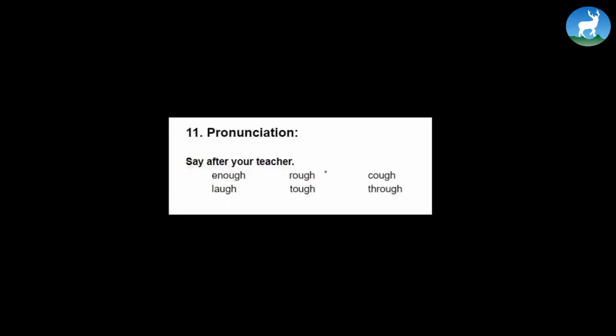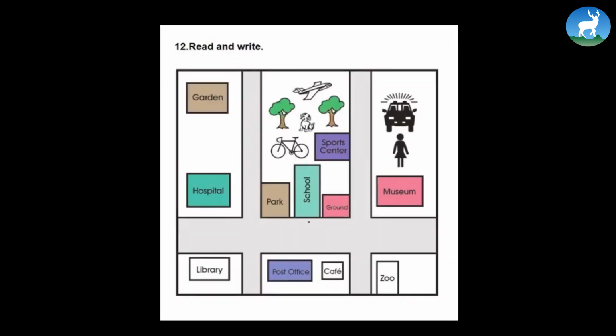Now let's continue forward. And here are the simple pronunciations. See, the very first thing, don't pronounce it as pronounciation. All right. It's pronunciation. Pronunciation. See. So let's pronounce it as pronunciation. Now say after your teacher. Okay. Enough. Enough. Love. Love. Rough. Rough. Tough. Tough. Cuff. Cuff. And through. Through.